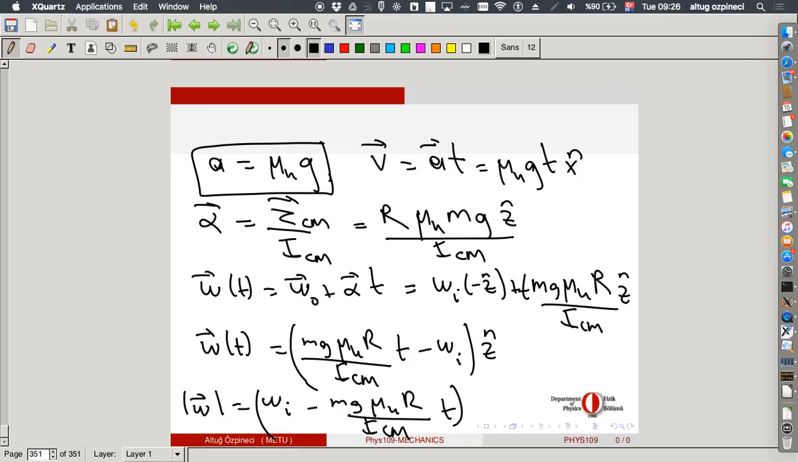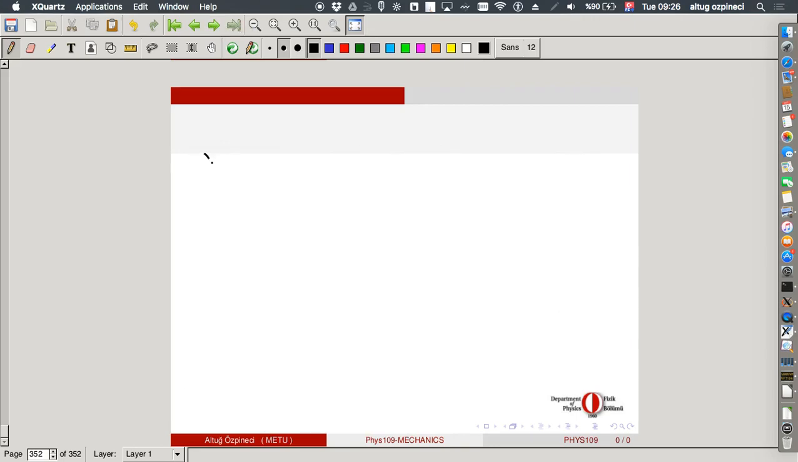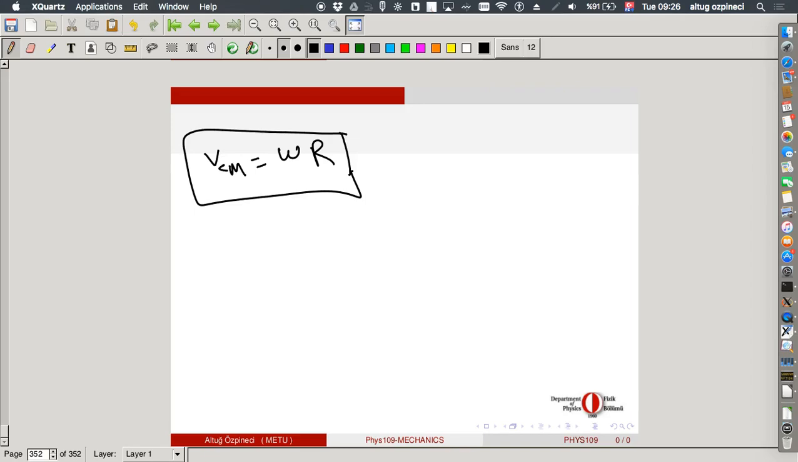So I give it an initial angular velocity. The angular velocity slows down due to friction. At the same time, the center of mass gets faster due to friction. And after some time, it starts rolling without slipping. And we had said that when an object starts rolling without slipping, the speed of the center of mass should be equal to the angular velocity times r. This is the condition for rolling without slipping.